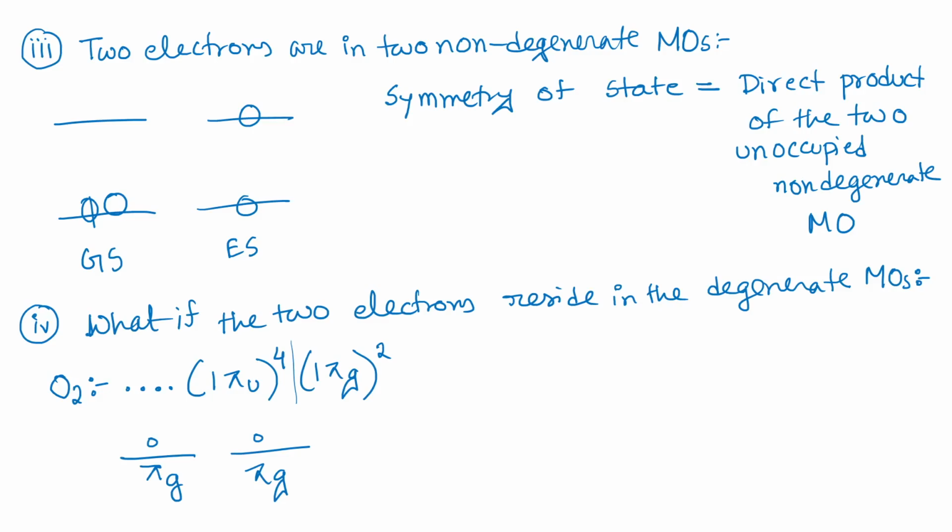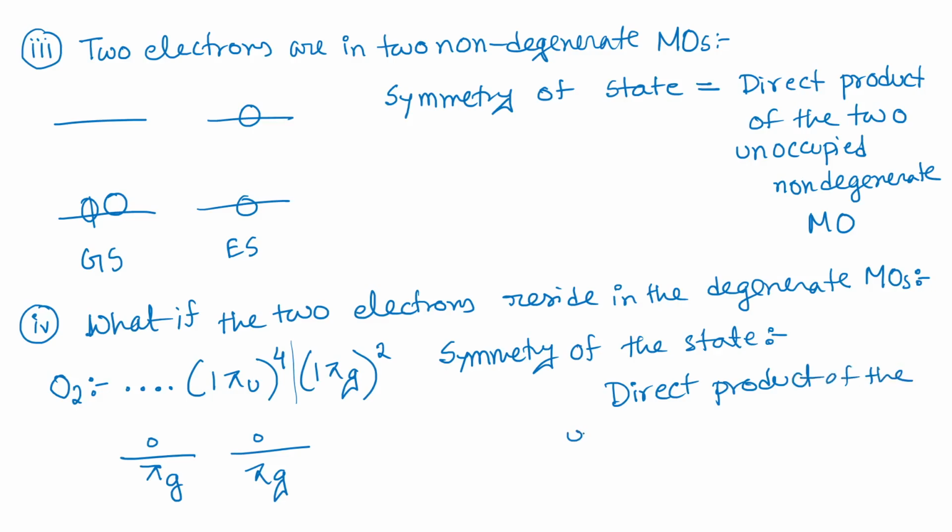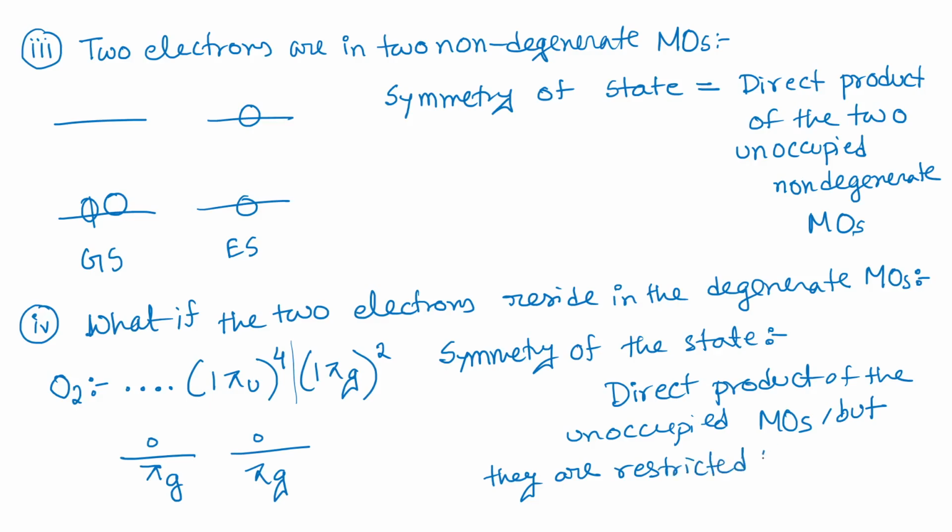Obviously direct product of them, right? Symmetry of the state is going to be the direct product of the unoccupied MOs, but they are restricted by Pauli exclusion principle, right?